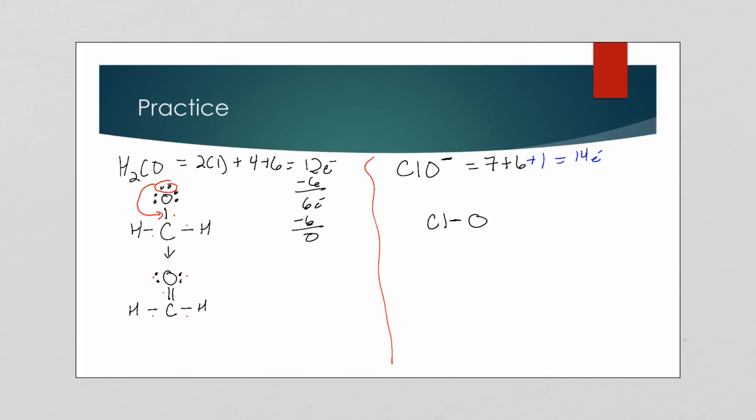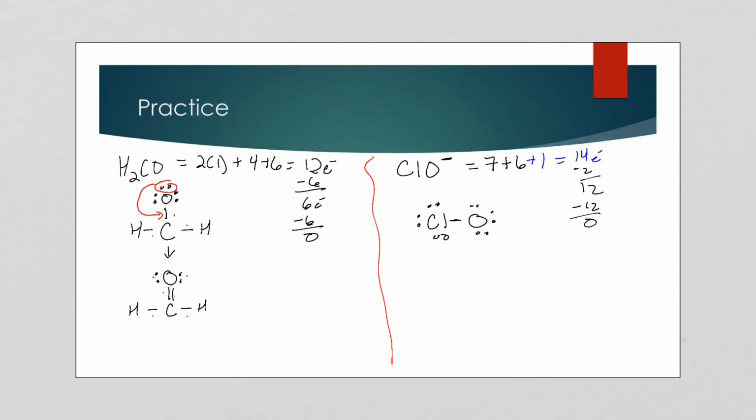So we're going to make our single bond. That's going to use 2 electrons. Get me down to 12. Now I'm going to satisfy the octets. So oxygen needs 6, chlorine needs 6. So yes, I have 12. I can do that. If I look at my structure, oxygen has an octet, chlorine has an octet, so we should be good.